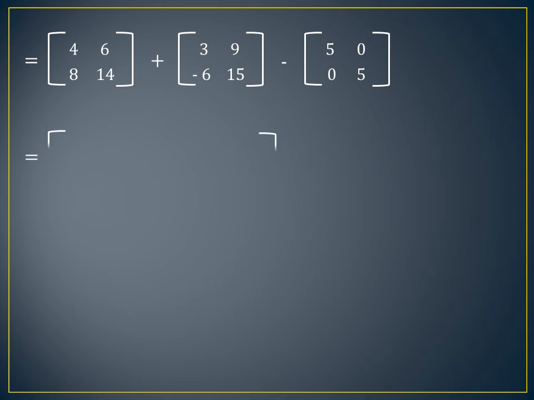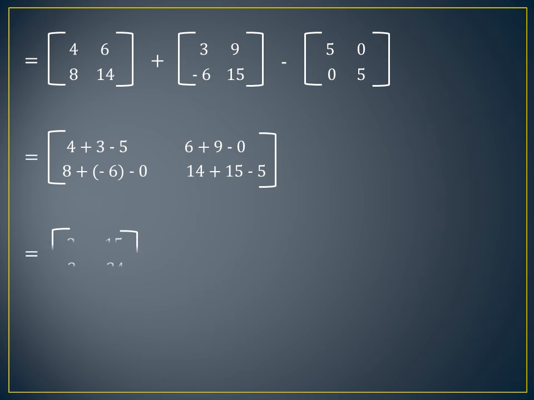So now to calculate 2A plus 3B minus 5I, add the elements of the first two matrices and subtract the third. So in A11 position we will have 4 plus 3 minus 5. In A12 we will have 6 plus 9 minus 0. Then in A21 we will have 8 minus 6 minus 0. And in A22 it will be 14 plus 15 minus 5. So therefore our resultant matrix will be 2, 15, 2 and 24.